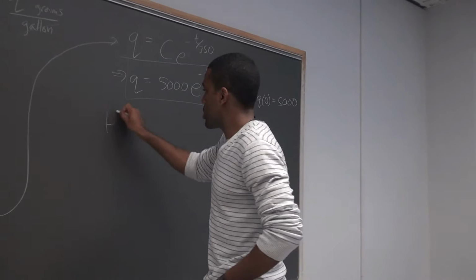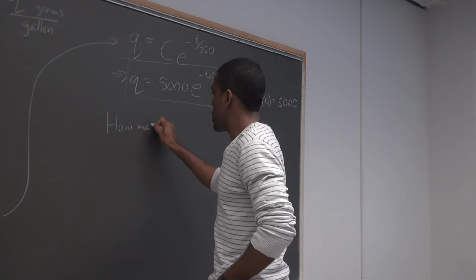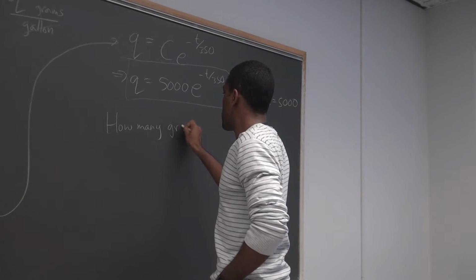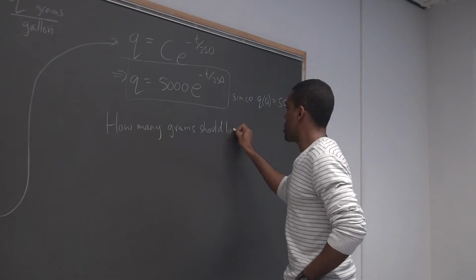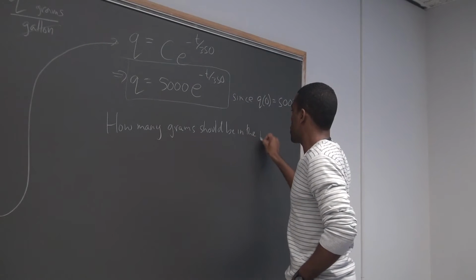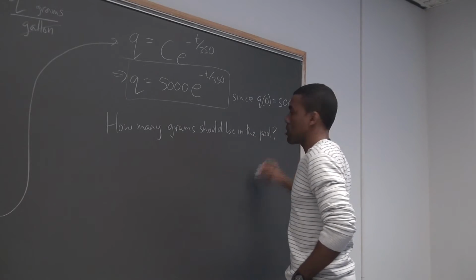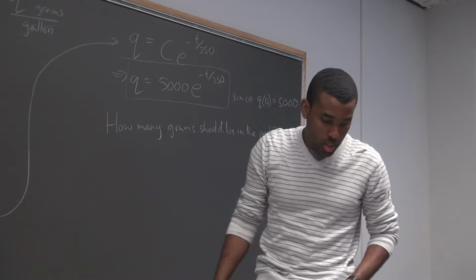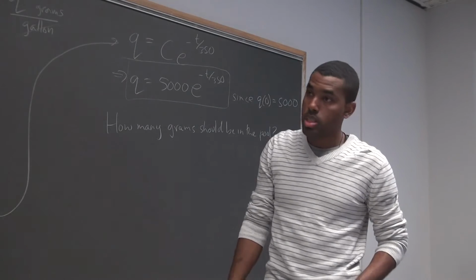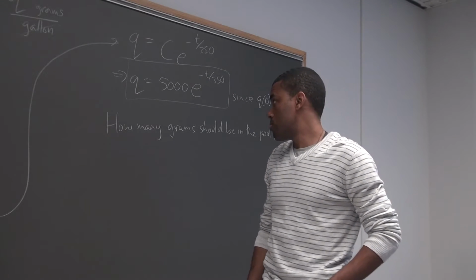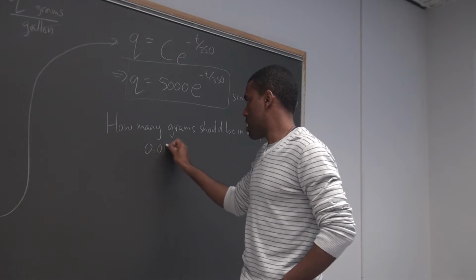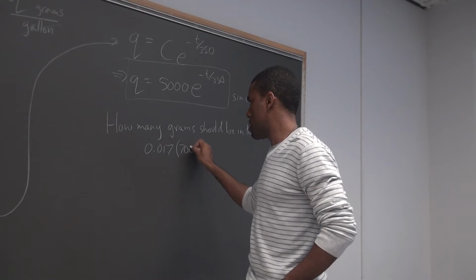So how many grams should be in the pool? I want a concentration of 0.017 grams per gallon. So you just take 0.017 and multiply it by the amount of gallons in it.